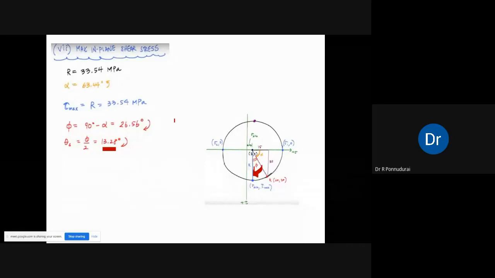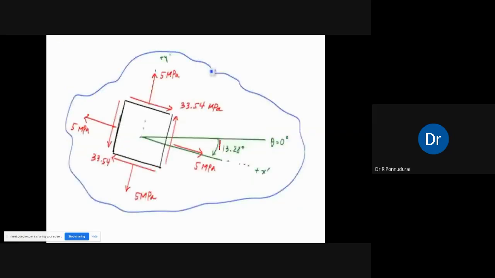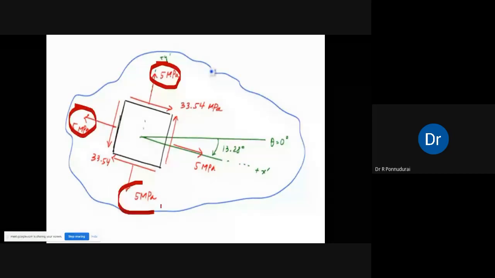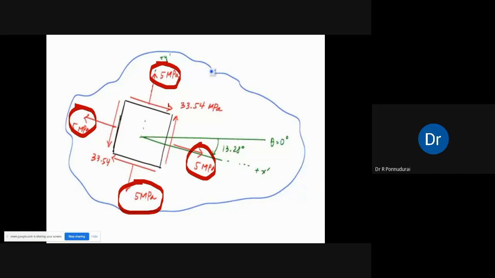So how to get this value? 90 minus alpha. So the shear plane will be 13.28 in the clockwise direction. Okay, so this is the 0 degree plane minus 38, clockwise direction 13.28. So this indicates the sigma average. This is the shear stress, what you have got, the R value, the radius of the Mohr circle, that is 33.54.